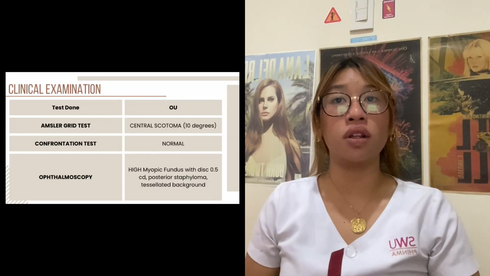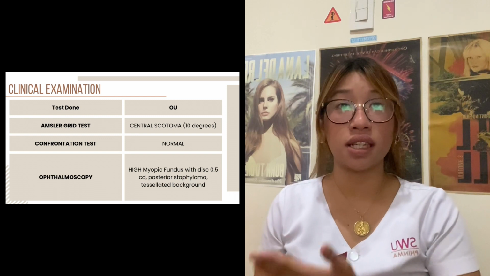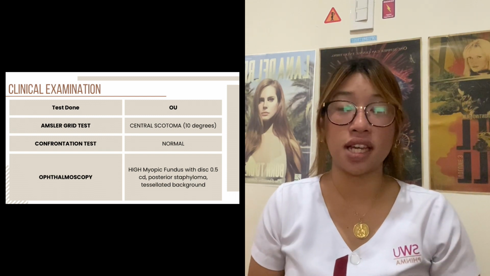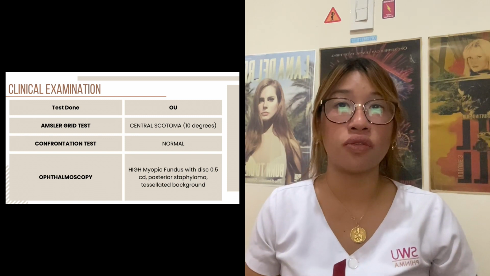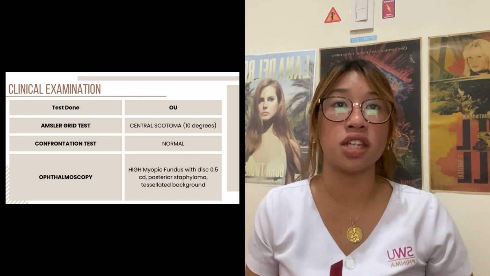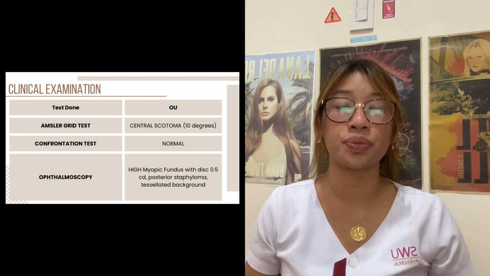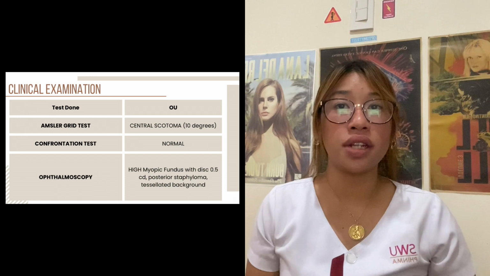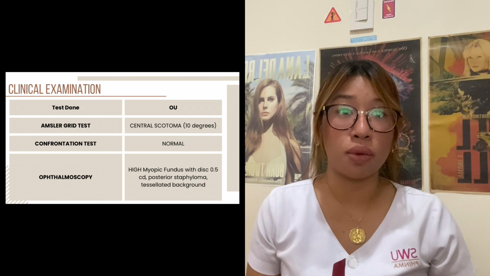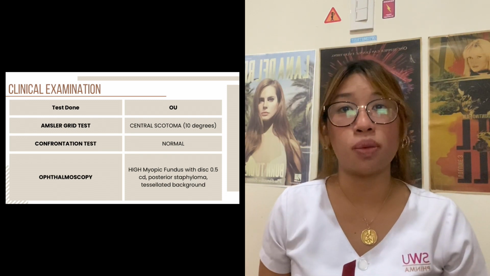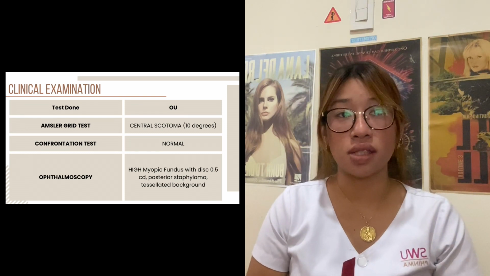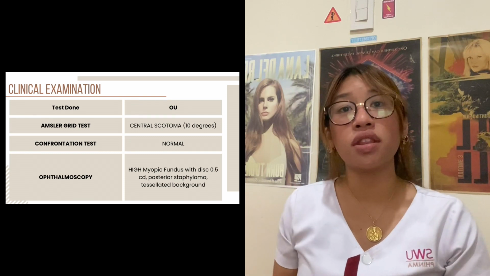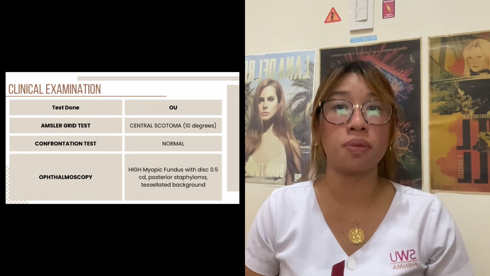In this table, positive findings were central scotoma in both eyes and the Amsler grid test, due to the macular defects causing central vision loss. For the gross visual field test, specifically the confrontation test, both eyes are normal. In ophthalmoscopy examination, posterior segment evaluation for both eyes is shown in the table. High myopic fundus with a disc of 0.5 CD, posterior staphyloma is present. Tessellated background, thus the diagnosis of myopic maculopathy was confirmed.